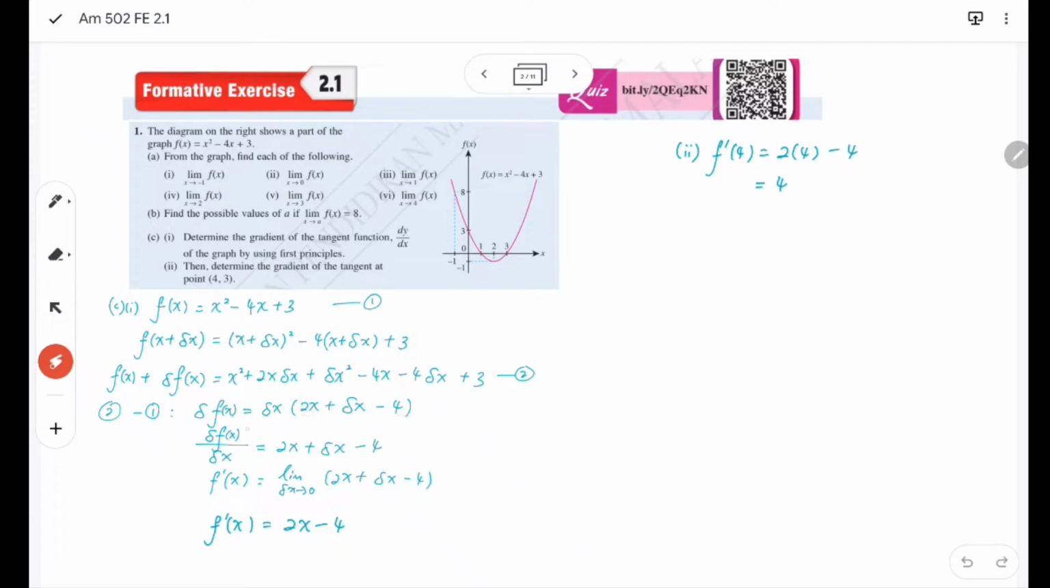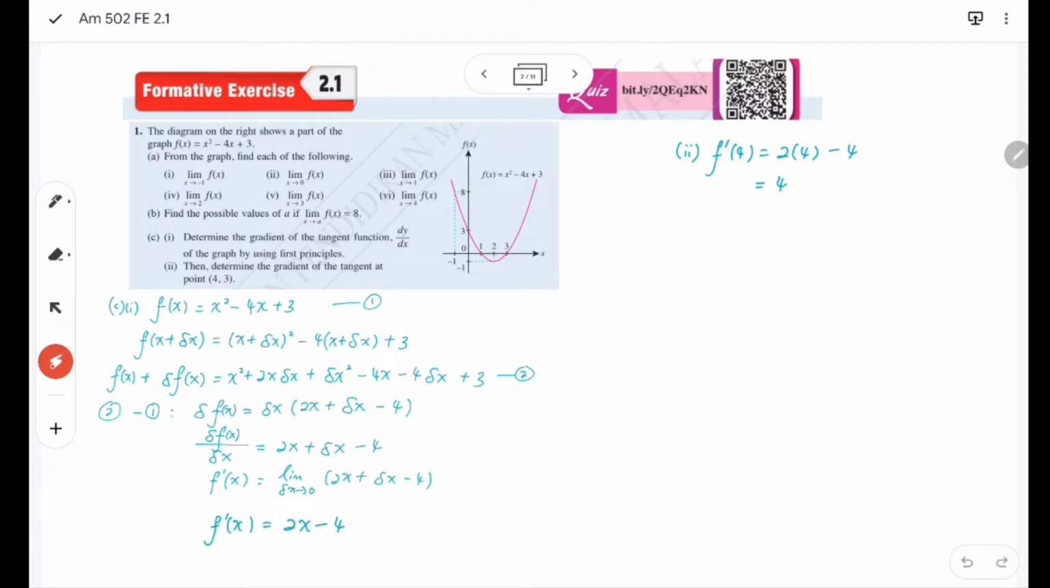So if you want dy/dx, or the f prime, which is actually equal to del f(x) over del x, we move the del x over to become divide, and we get 2x plus del x minus 4 on the right. So the f prime is actually the limit of 2x plus del x minus 4 when del x tends to 0. So when del x tends to 0, we get 2x plus 0 minus 4, which is 2x minus 4. So this is the tangent function using first principle.